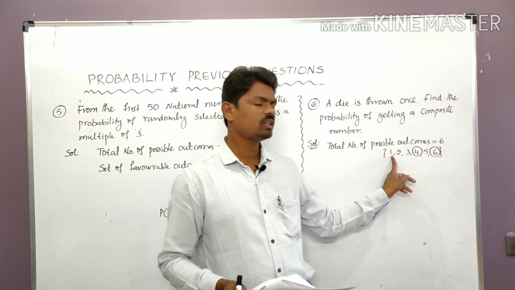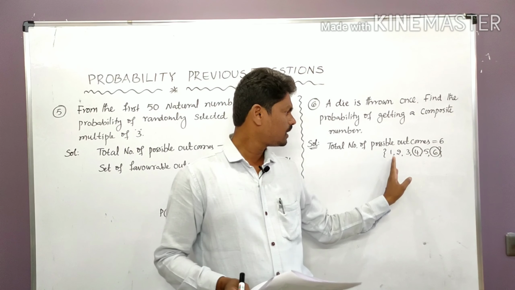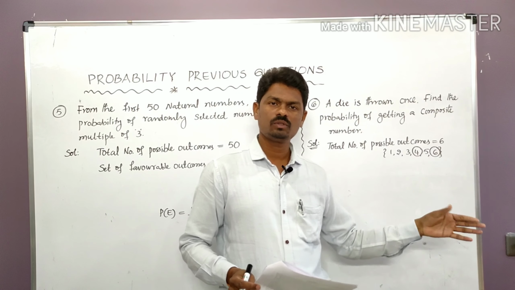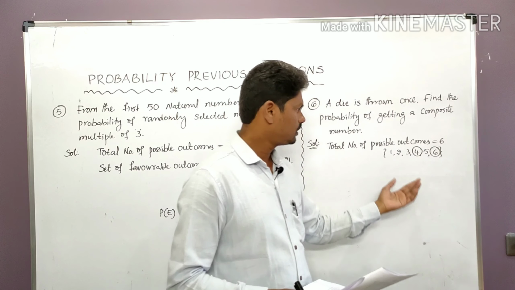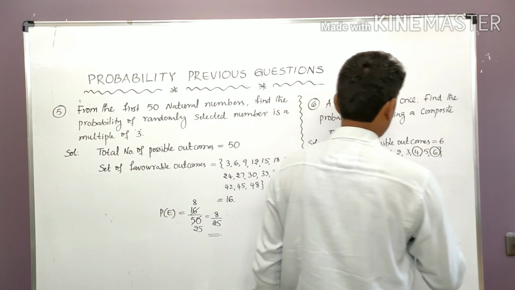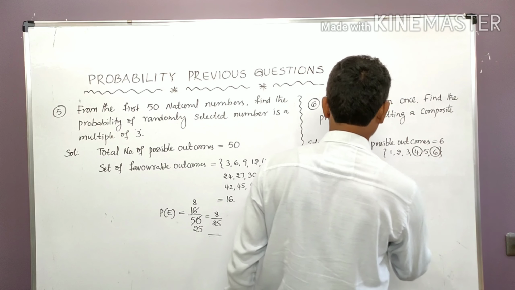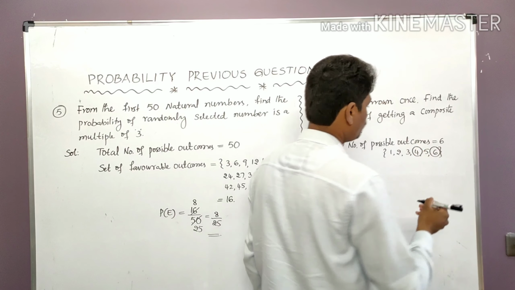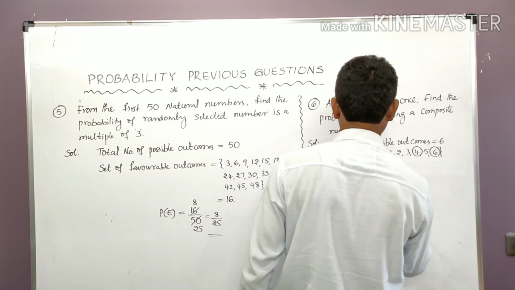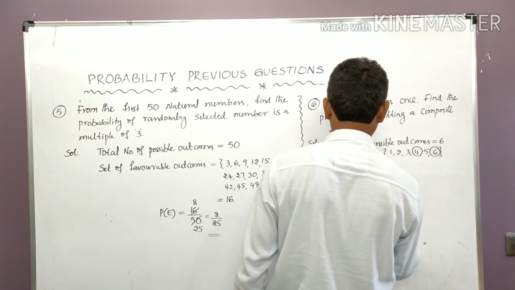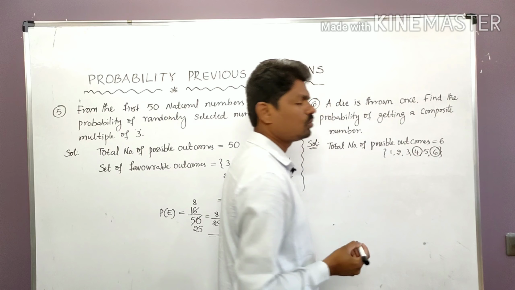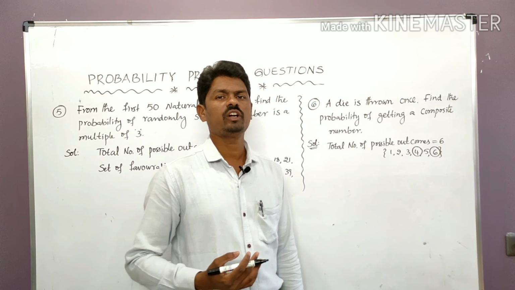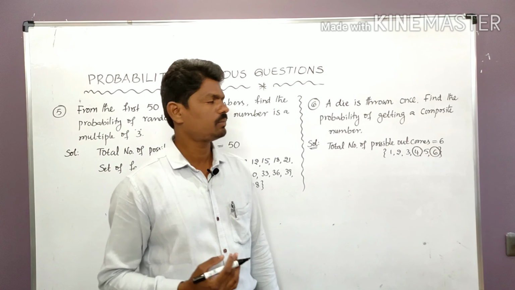See, student, 1 is neither composite nor a prime. 2, 3, 5 are the primes. Remaining are composites. So 4 and 6 have more than 2 factors. The numbers which have more than 2 factors are composite numbers. The numbers which have only 2 factors, 1 and itself, are called prime numbers.